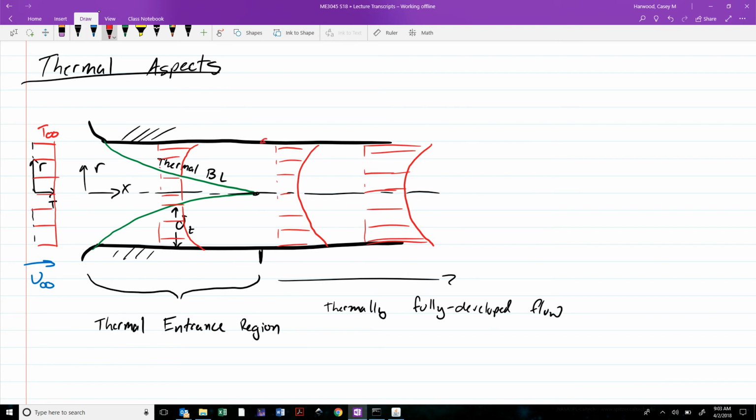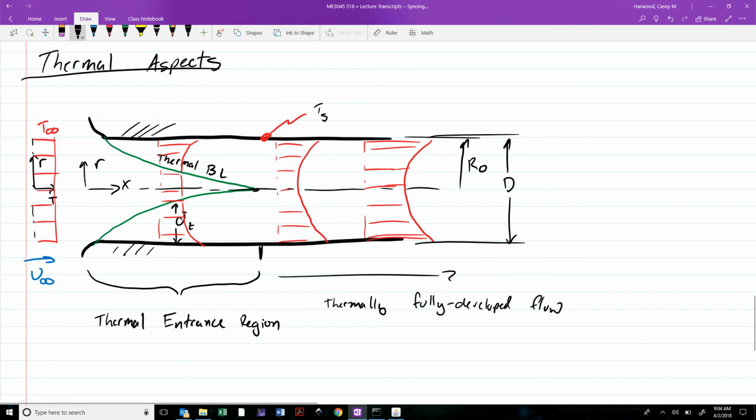Let's say that the surface here is at some temperature Ts, and once again, radius R naught and diameter D. We'll call this point where the fully developed flow occurs x_FD,T, the fully developed x location for thermal flow.